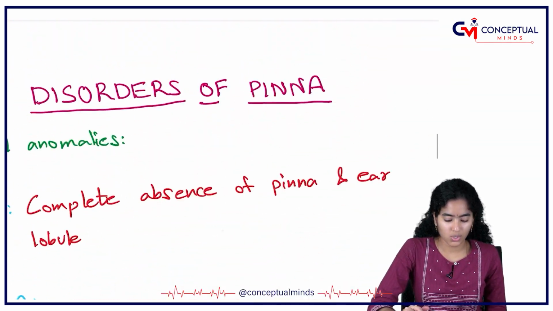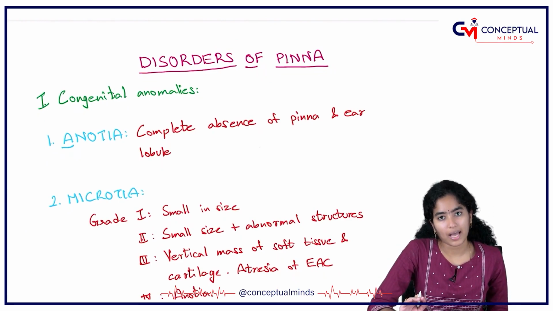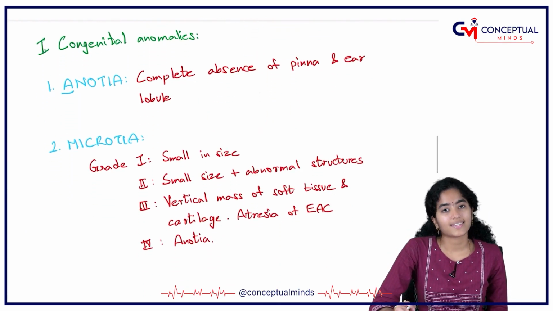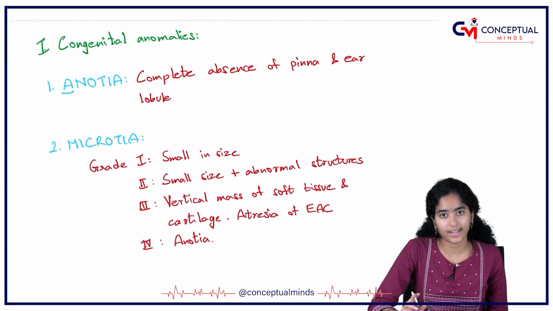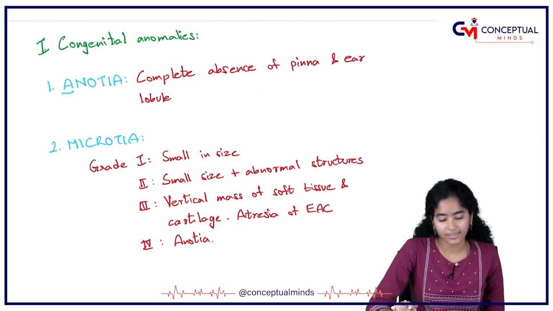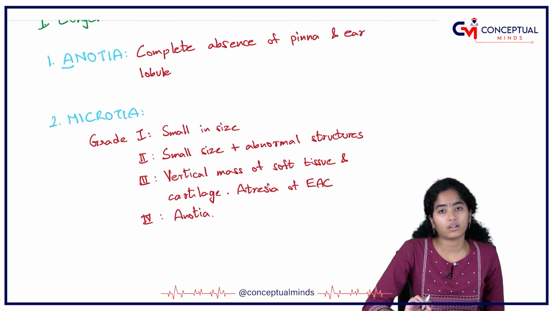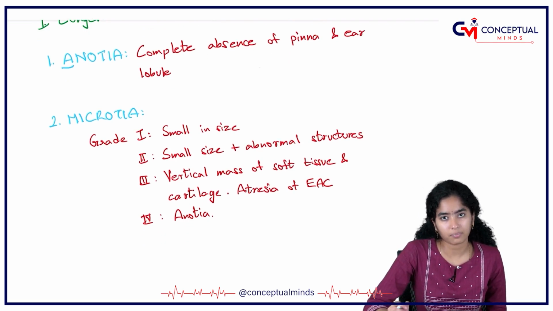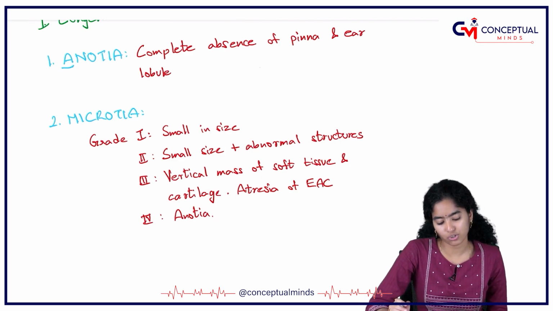Let us quickly revise all of them. First is anotia, which is complete absence of pinna and ear lobule. Second is microtia, a small ear. Grade 1, small in size. Grade 2, small in size with some abnormality in the structure. Grade 3, there is just a vertical mass of soft tissue and cartilage. And atresia of external auditory canal is sometimes seen in grade 3. And grade 4 is complete absence of pinna, that is anotia.